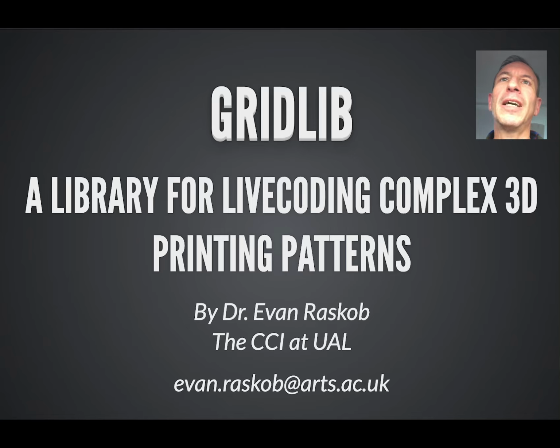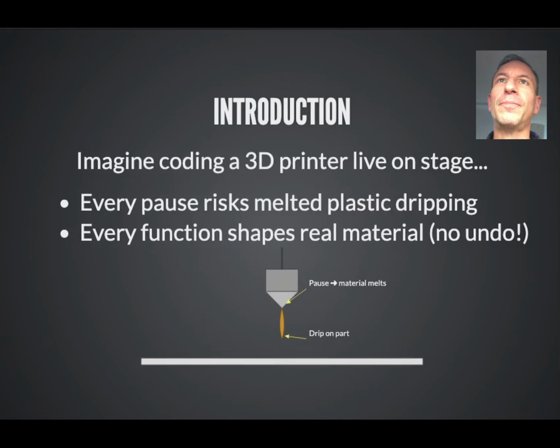GridLib is a library for live coding complex 3D printing patterns. Talking about this, my practice is to code 3D printers live on stage. When you're live coding 3D printers, they are a physical object and plastic melts. So the problem is that whatever you do, you have to keep on going very quickly. Every time you pause, the plastic could drip.